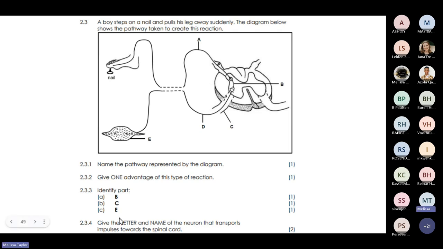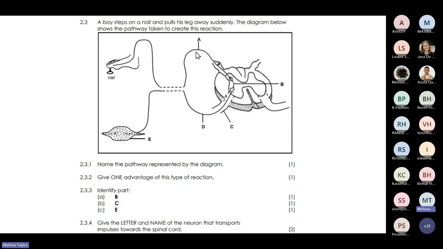Then give the letter and the name of the neuron that transports impulses towards the spinal cord. So we want the one going towards. Now, you have to know that because they haven't got arrows. Sometimes they do show you with arrows in the diagram, but this one they don't. So you have to know the pattern of these pathways. So it's A is the mark for the letter, and then sensory neuron for the name. They will also accept afferent neuron.